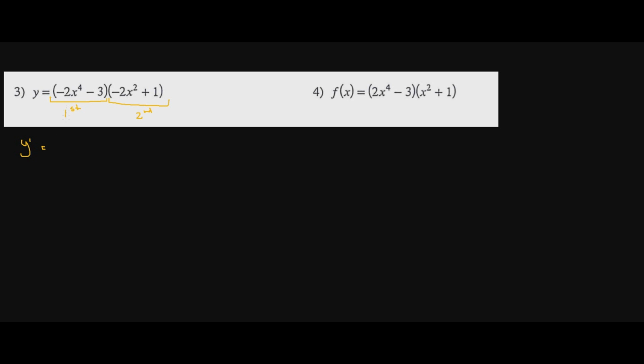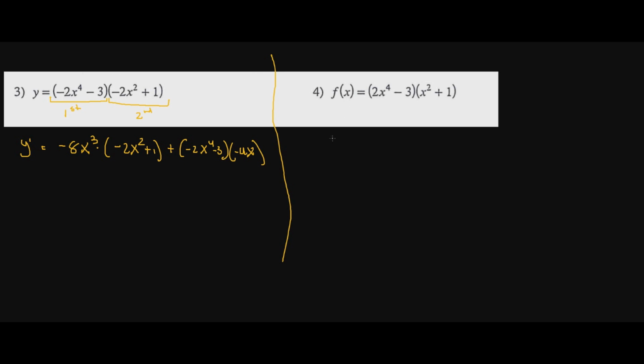Well, my friends, we're going to take the derivative of the first, which is negative 8x to the third, multiplied by the second. Leave the second alone. Plus, we're going to leave the first alone. Now take the derivative of the second. Boom. There it is. Done. Okay, in class, we're going to simplify this out, but right now we're just getting practice on how to do this.